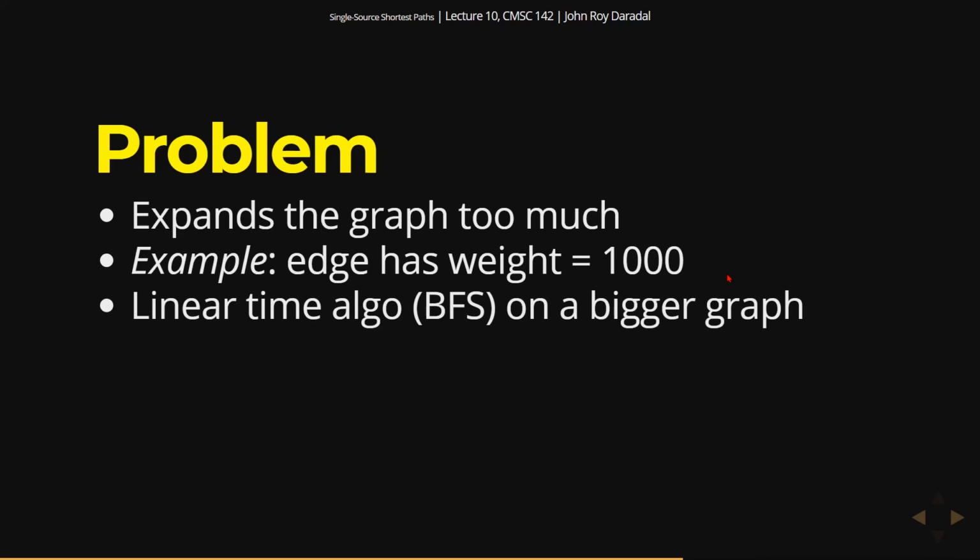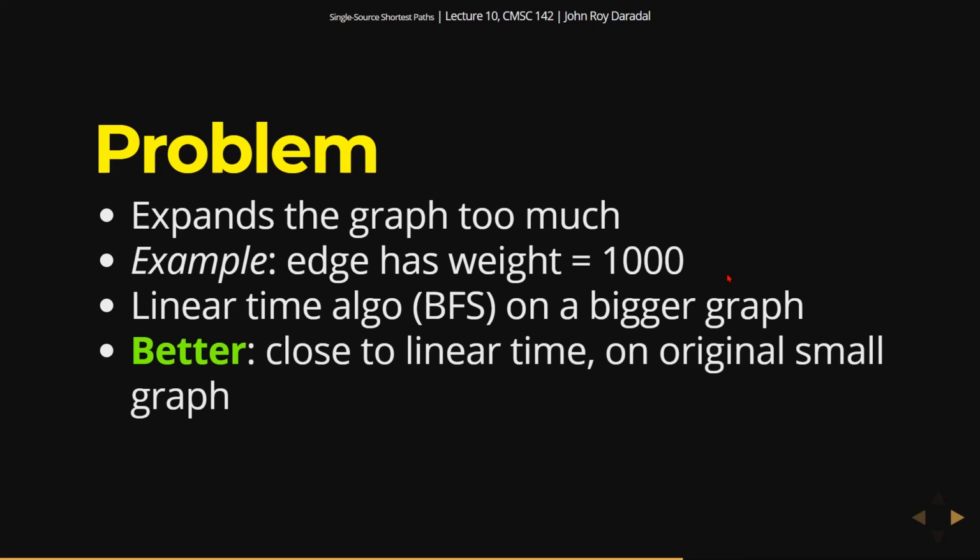Okay, so if we do this transformation, then we can use a linear time algorithm, which is the BFS, but on a much bigger graph. So the performance gains that we had when we used BFS would be offset because we are doing it on a much bigger graph. What would have been better is if we used an algorithm that would be close to linear time. It's not exactly linear, but it's close to it. But you're doing it on the original, small graph. You're not expanding it too much.